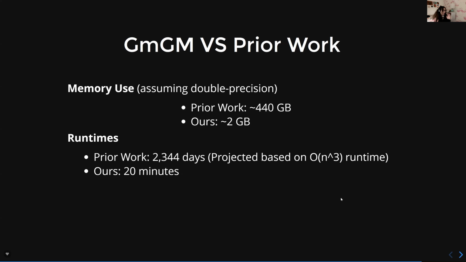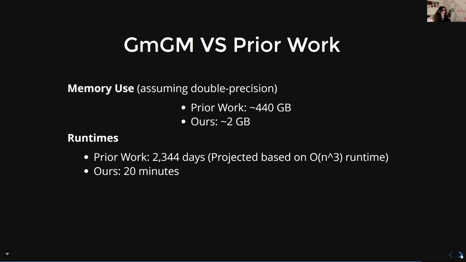So just to wrap it up, GmGM versus prior work. Prior work will need 440 gigabytes to memorize the data, assuming double precision. Ours will need 2 gigabytes. And on these dimensions, prior work will take 2,344 days to run, projected on this runtime of n to the power of 3. And we will take, on this kind of size of input, 20 minutes.